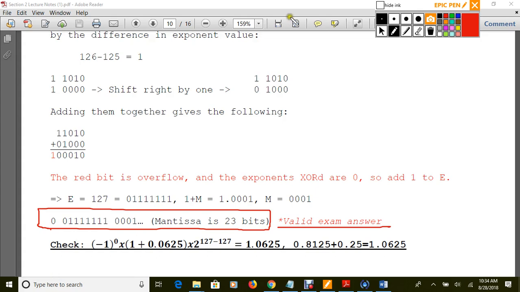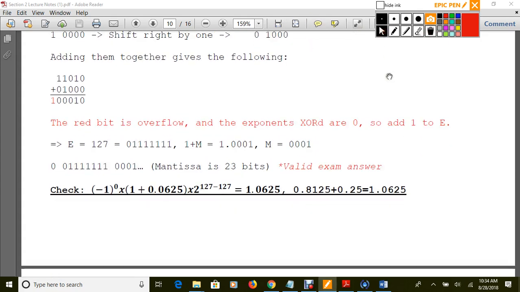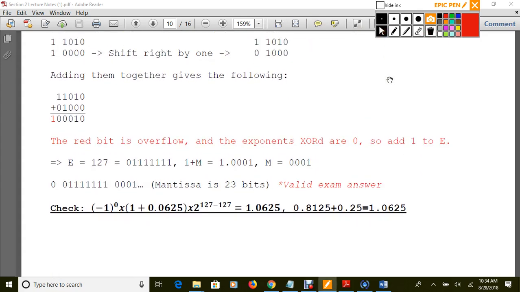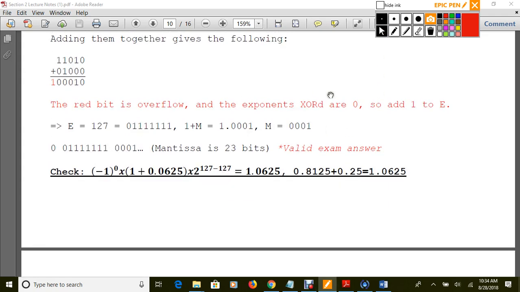Let me scroll up so that some of you in the back can see. Sign bit, exponent, mantissa. And you're not going to have anything on an exam that goes over 4 bits. And so what's going to end up happening is you can just put 3 dots, and I do expect you to indicate on the exam that the mantissa is 23 bits.